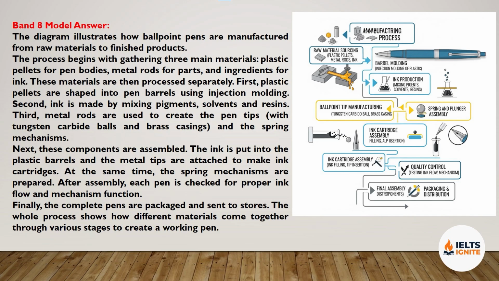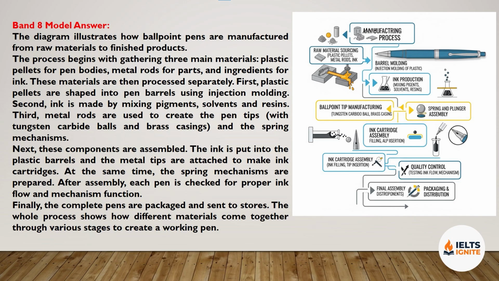The ink is put into the plastic barrels and the metal tips are attached to make ink cartridges. At the same time, the spring mechanisms are prepared. After assembly, each pen is checked for proper ink flow and mechanism function. Finally, the complete pens are packaged and sent to stores. The whole process shows how different materials come together through various stages to create a working pen.